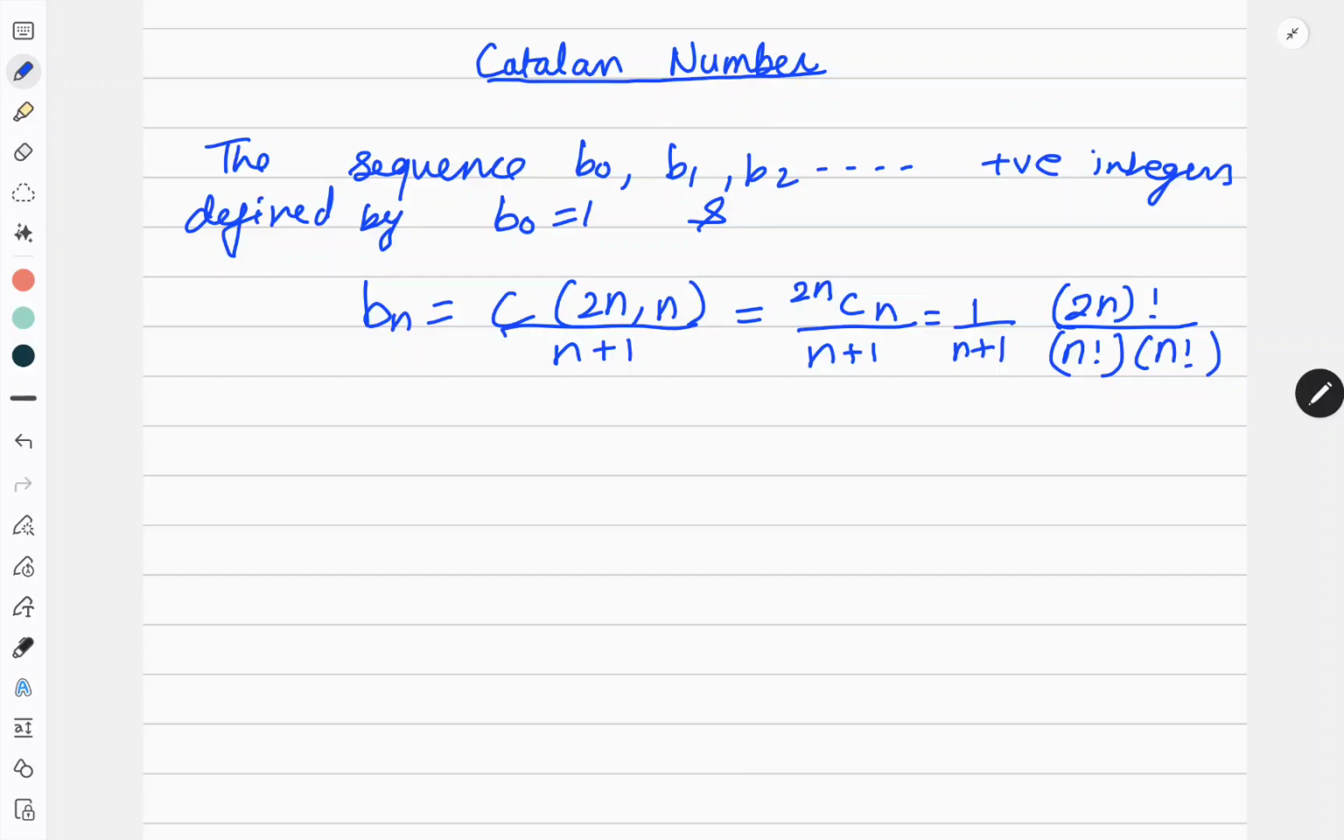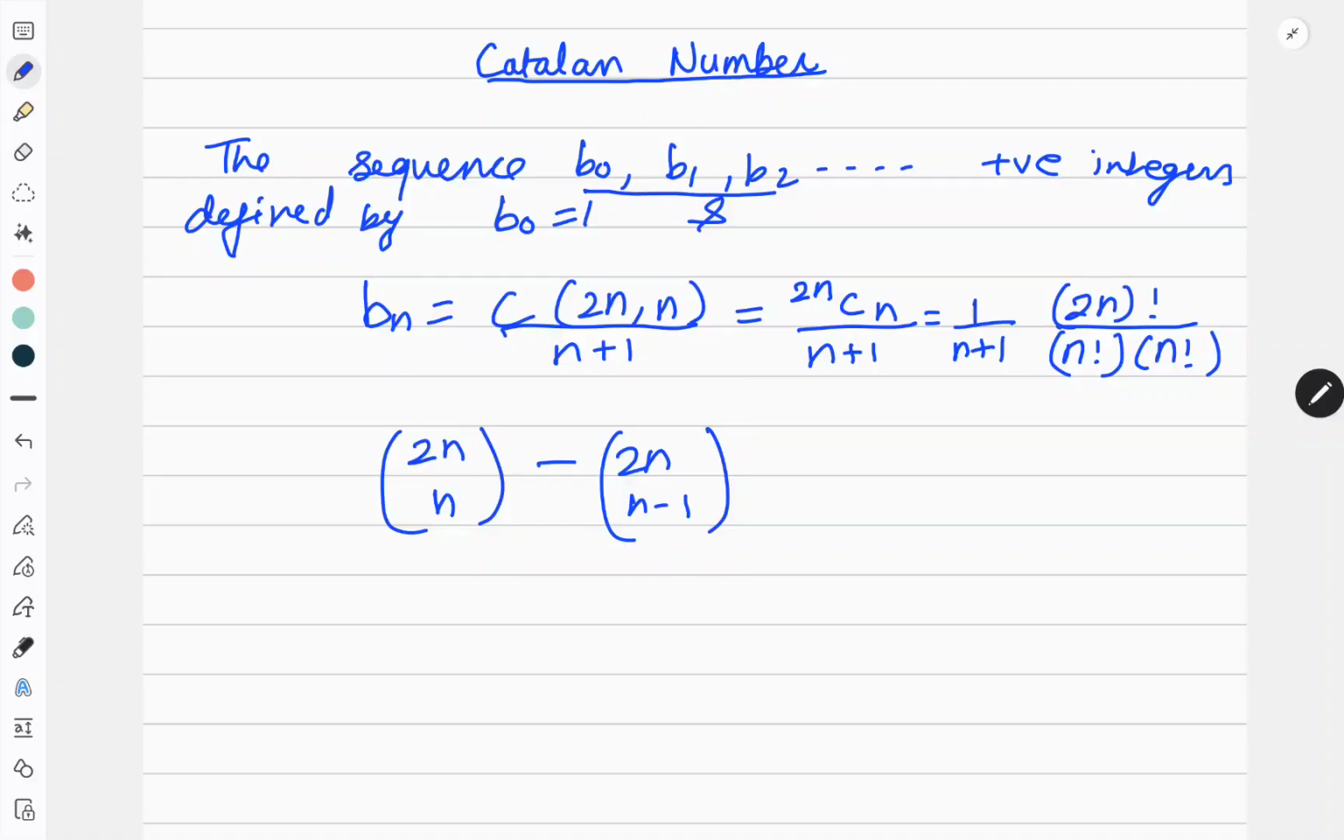So what I am saying, the sequence B0, B1, B2 of positive integers defined by B0 equal to 1 and Bn defined by this formula is called the Catalan series, and the numbers are called Catalan numbers. It is also expressed as 2nCn minus 2nCn minus 1. This is also the representation of nCr, right? So 2nCn minus 2nCn minus 1 also gives the series of Catalan numbers.